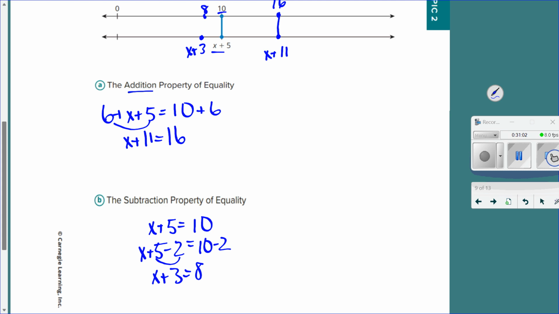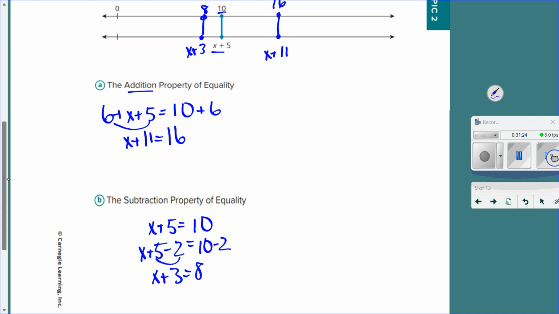No. Why not? Why did you say x plus 3 when it's x plus 5? Because what's 5 minus 2? I can combine like terms, right? No. Okay.